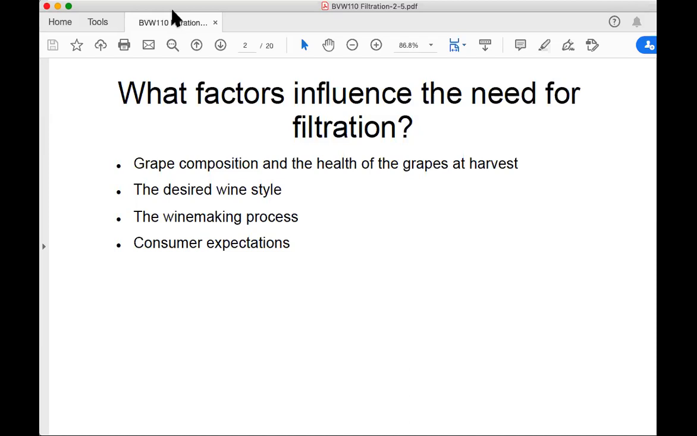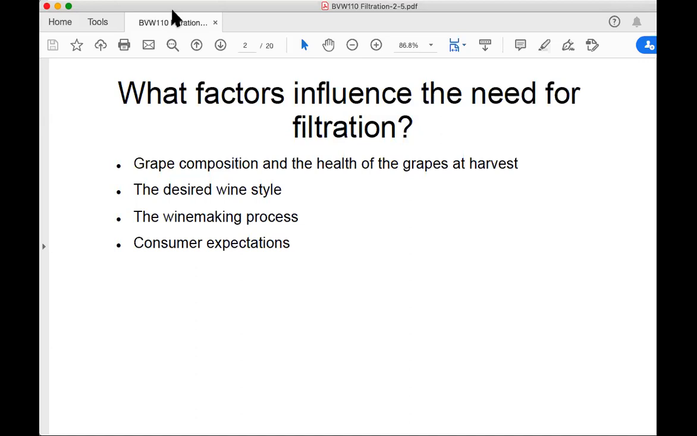Next is the winemaking process itself. So, how extractive is the equipment that we use? If we're using old, highly macerating pumps and, say, for example, a bag press with a very small screening area, or anything that would require a process that has a greater extractiveness to it, that's going to influence filtration and filterability.